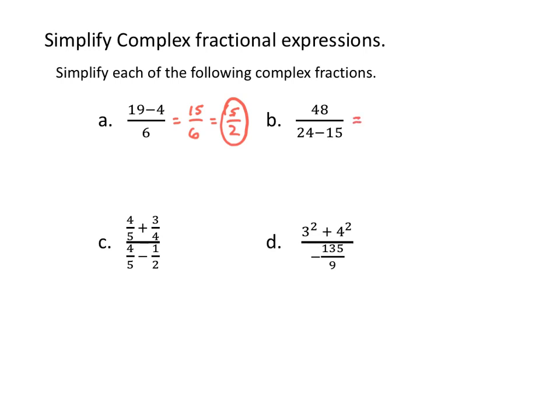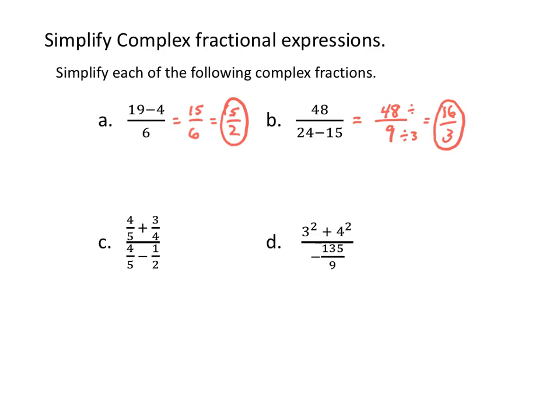24 minus 15 in the denominator. See, the 48 is going to stay the same for now. 24 minus 15, I believe, is 9. And then reduce that one. Those are both divisible by 3, I believe. So that would be 16 over 3. Perfectly okay to leave an improper fraction answer.